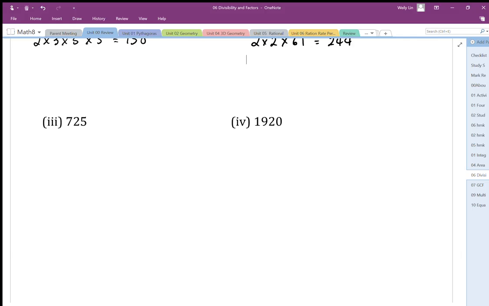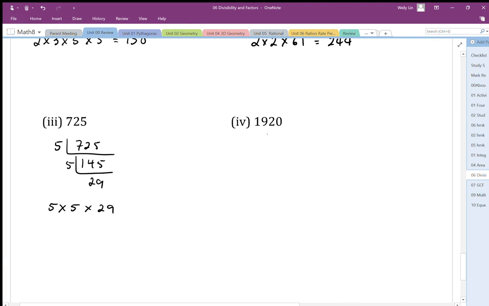So 725, let's use our box method here. We divide by 5 here. So 725 divided by 5, that's going to be, let's see here, 300. Sorry, that's going to be 145. Okay, so we divide by 5 again. We divide 145 by 5. That's going to end up being 29, and 29 is a prime number, so we leave that as 5 times 5 times 29.